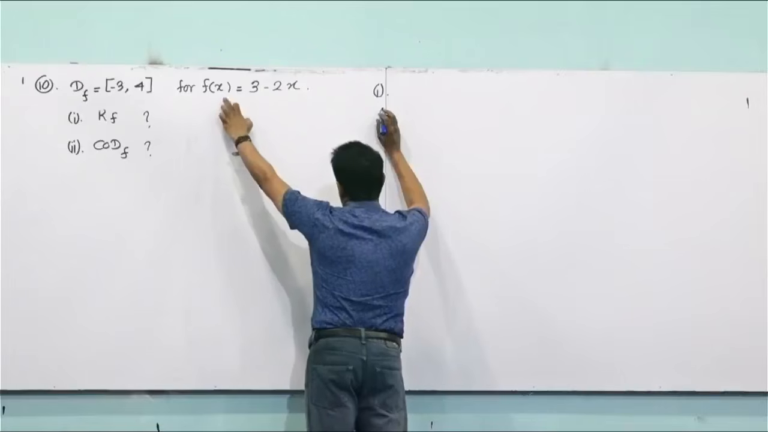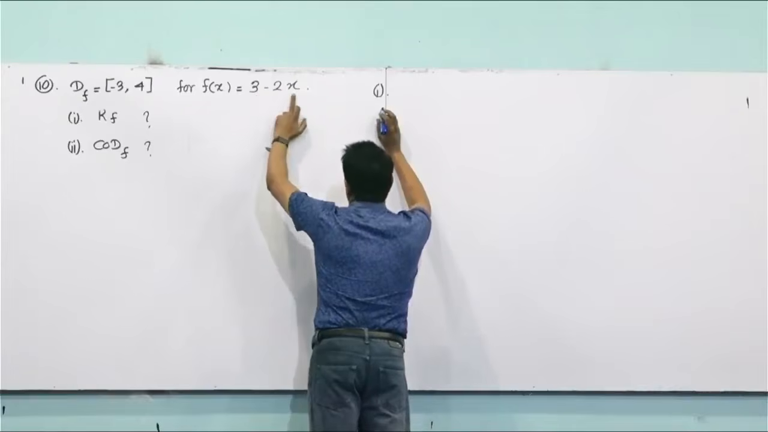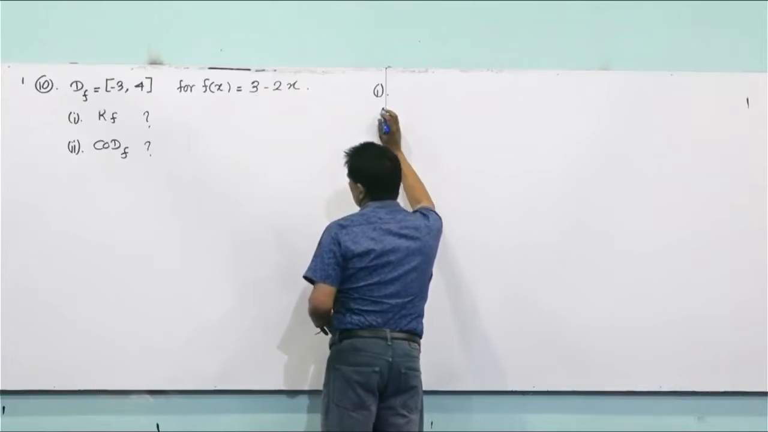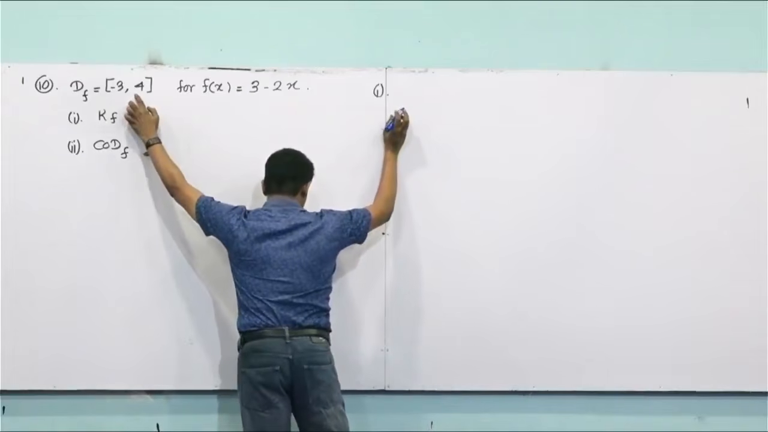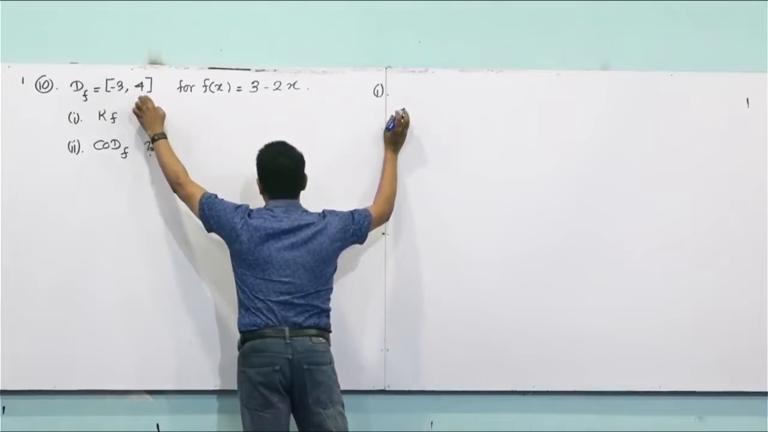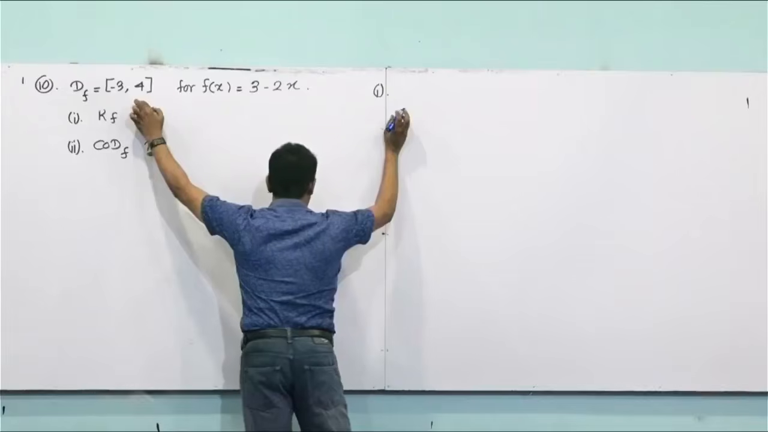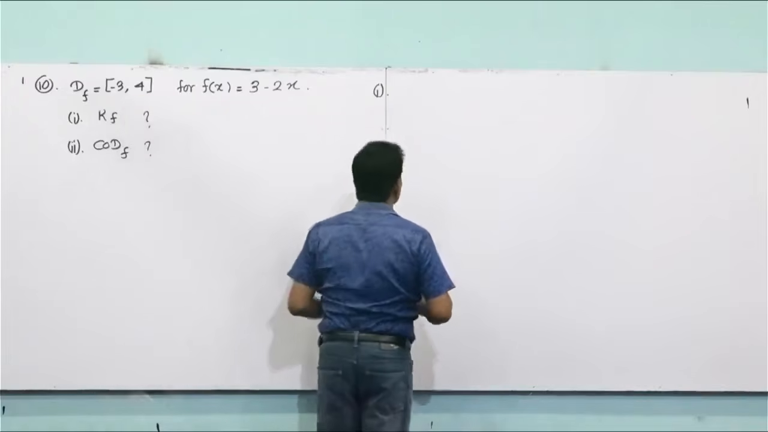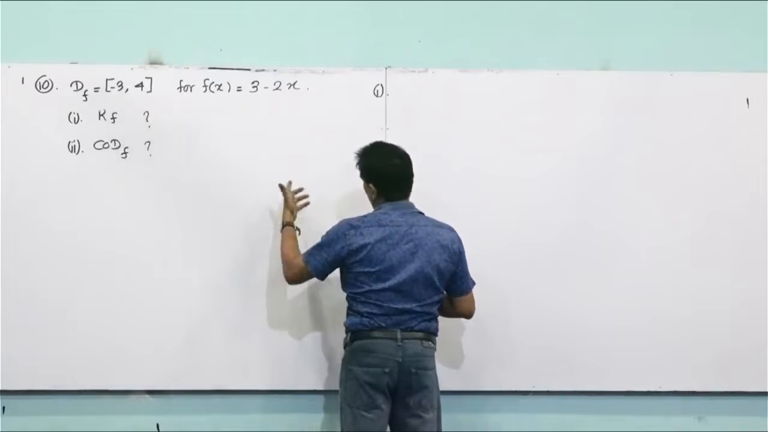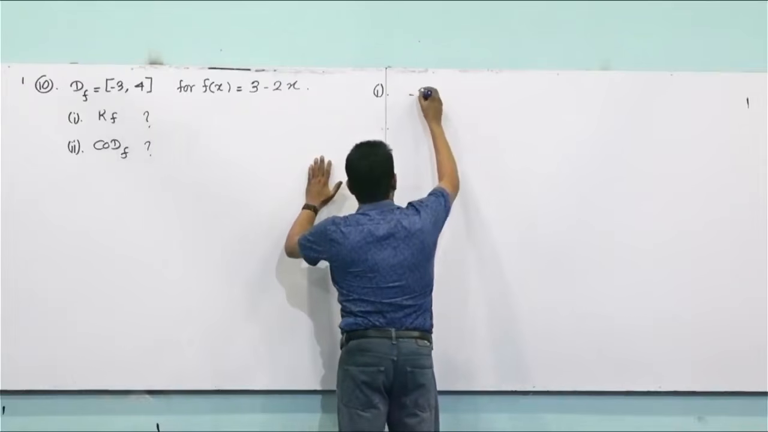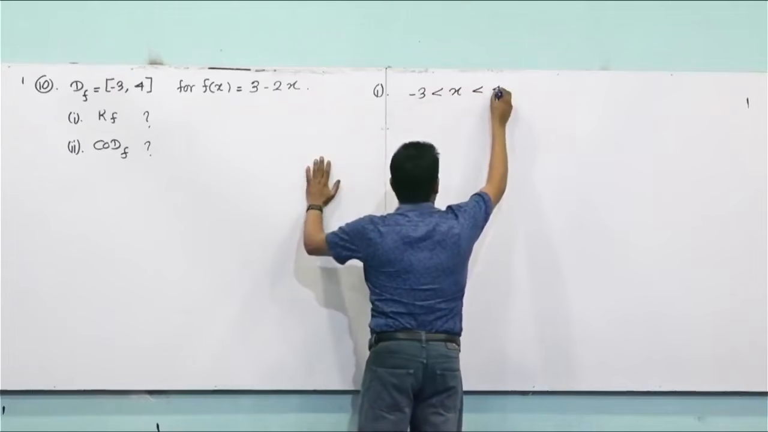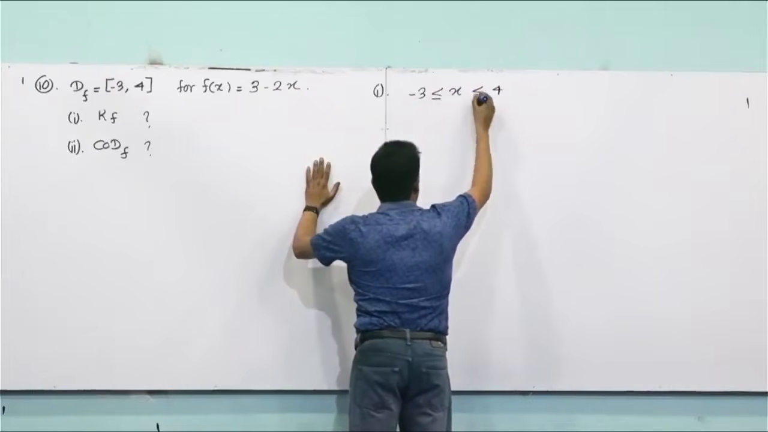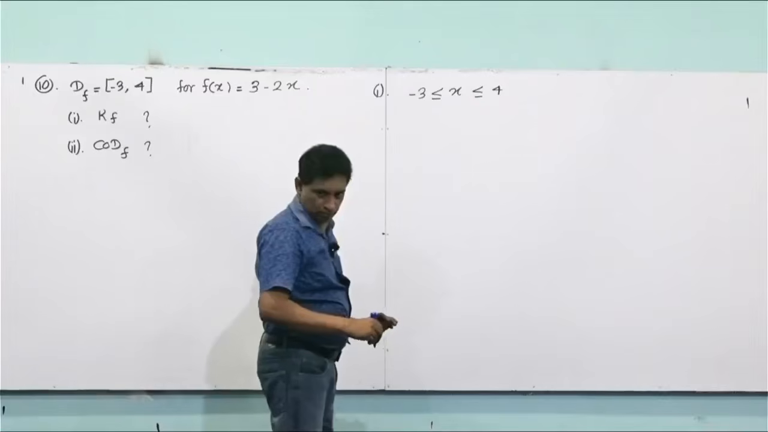Here the image of x is f(x), 3 minus 2x. Then x is an element of this set. What are the elements of this set? Minus 3, positive 4, and in between minus 3 to positive 4 any value. So we can write the inequality for x. x is greater than or equal to minus 3 and less than or equal to positive 4. Okay.